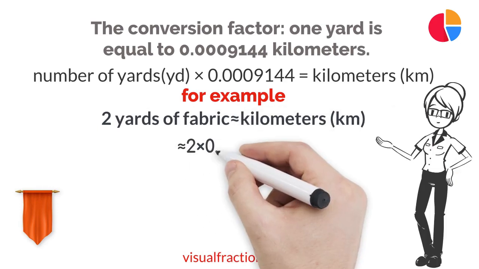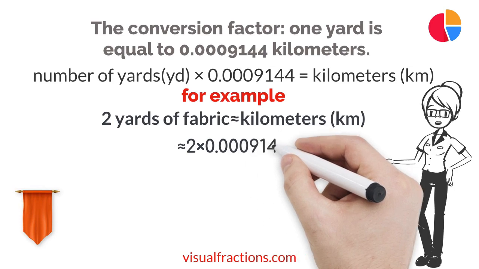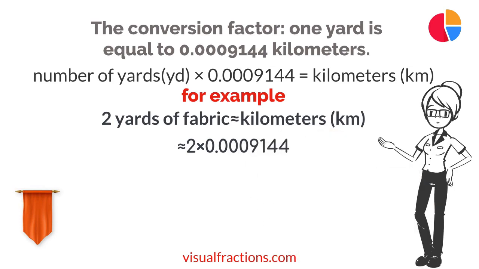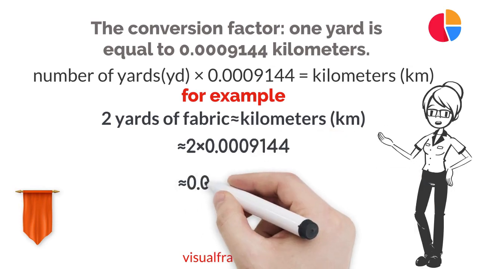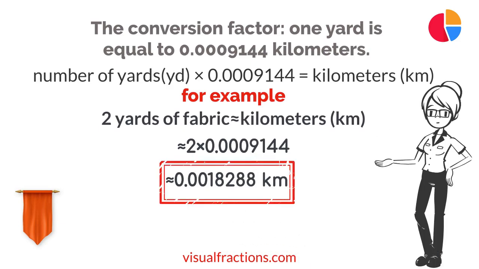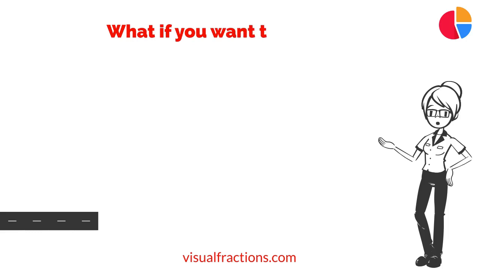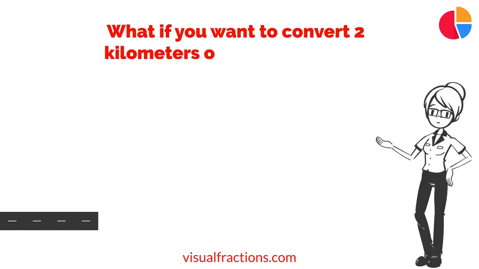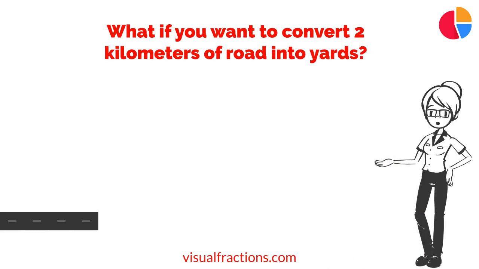We start by multiplying 2 by 0.00091144. This gives us approximately 0.0018288 kilometers. But what if you want to convert 2 kilometers of road into yards? No worries, it's just as easy.